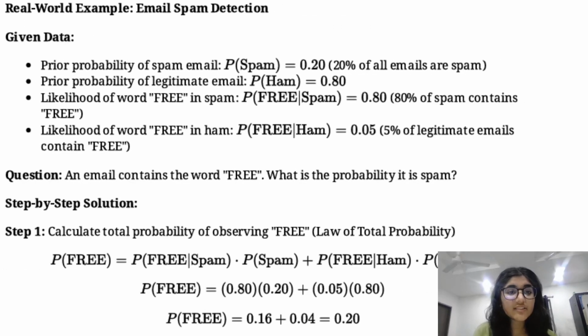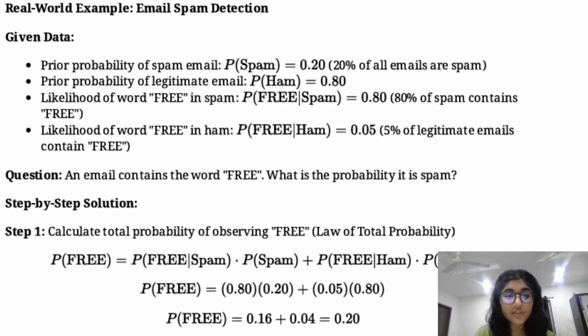Now here the real world example is email spam detection. So the given data is the prior probability of spam email, that is P of spam is 0.2, that is 20% of emails are spam. Then the prior probability of legitimate email, that is ham, is given as 0.80. Then the likelihood of the word free in spam, P of free given spam, is 0.8. Then the likelihood of the word free in ham is 0.05. Now the question is: an email contains the word free, then what is the probability of it being spam?